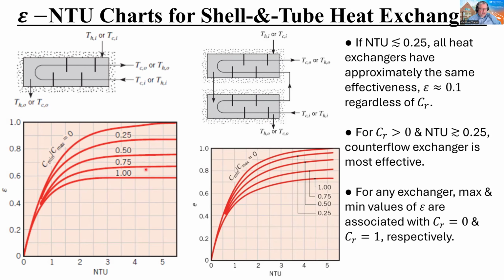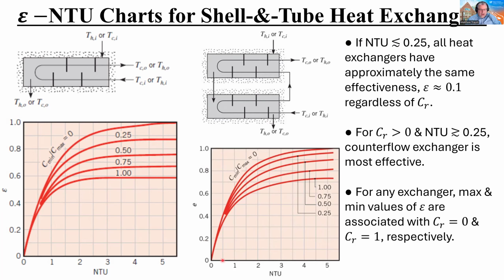Okay, so a couple of things when we have these charts just to look at, because we can look at what these trends are doing visually and get some interesting information about that. So first one is if the NTU is less than about 0.25, you'll notice that all heat exchangers have approximately the same effectiveness, right?